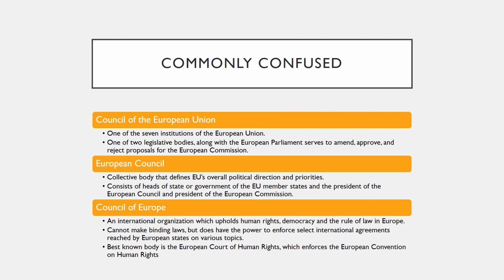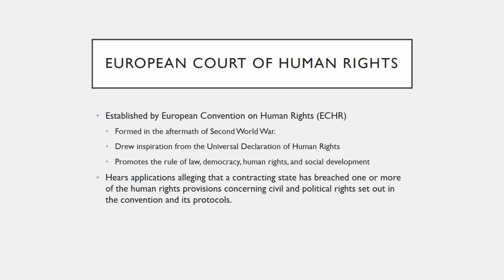The European Court of Human Rights is a regional human rights judicial body based in Strasbourg, France, created under the auspices of the Council of Europe. The court began operating in 1959 and has delivered more than 10,000 judgments regarding alleged violations of the European Convention on Human Rights.